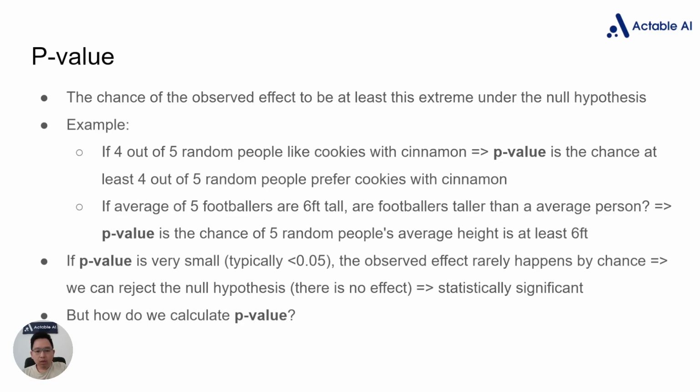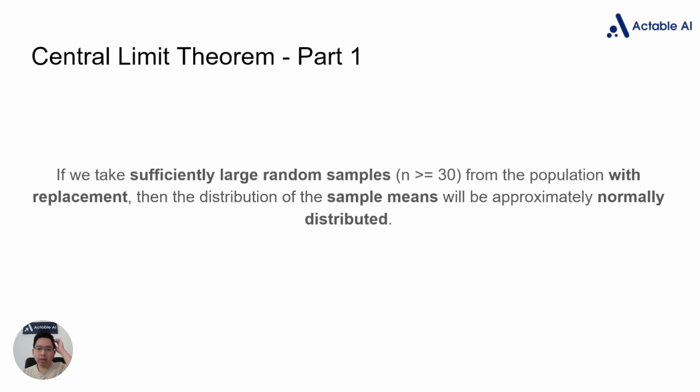So if the p-value, if the chance, is very small, typically less than 5%, then it means that the observed effect rarely happens by chance. Then in this case, we can reject the null hypothesis, and then we can say that the alternative hypothesis is statistically significant. But how can we calculate the p-value? That is when the central limit theorem comes to save the day.